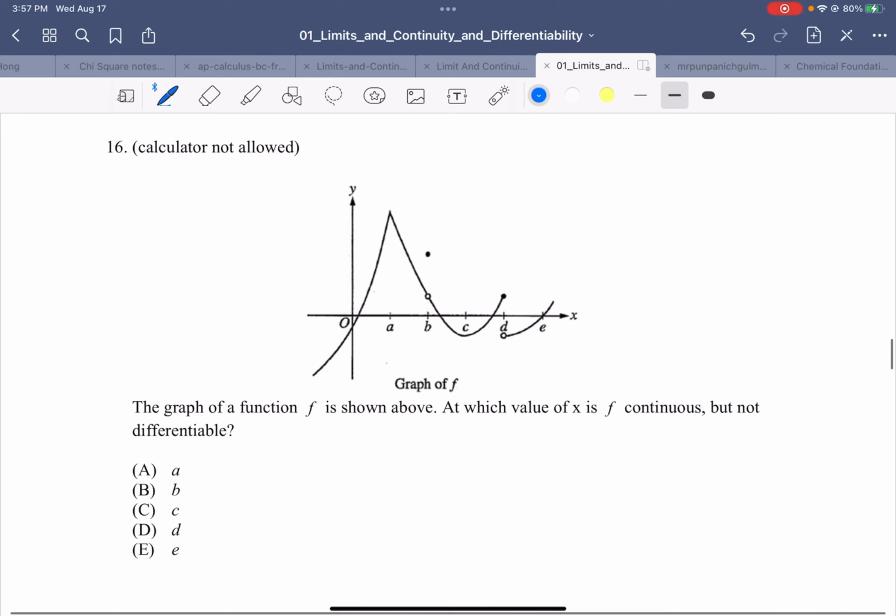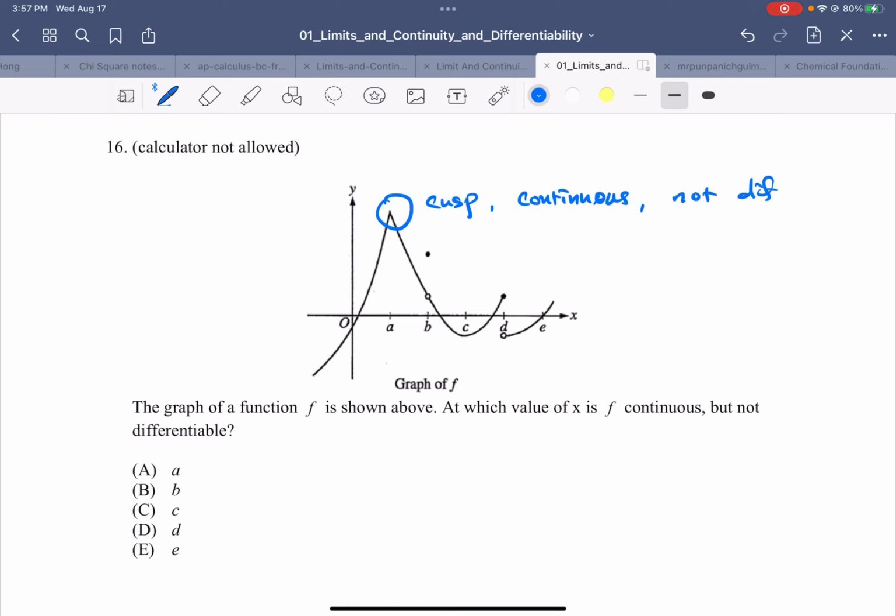Number 16. They gave you this, and we call this a cusp. It is continuous, but it is not differentiable. Anything with a sharp corner, like an absolute value graph, is continuous but not differentiable. So the question is, at what x value is f continuous but not differentiable? They talk about that cusp, so that x value is a. So the answer should be a.